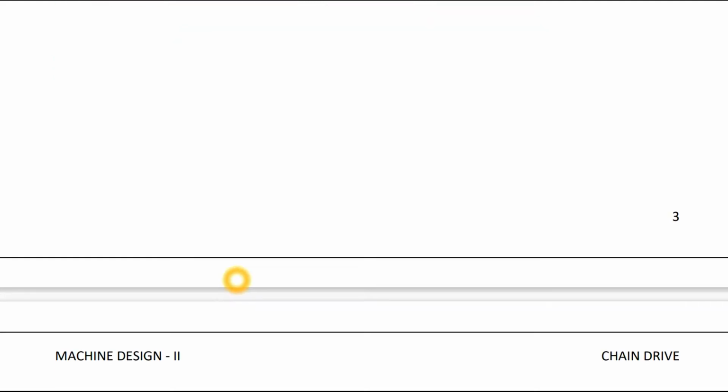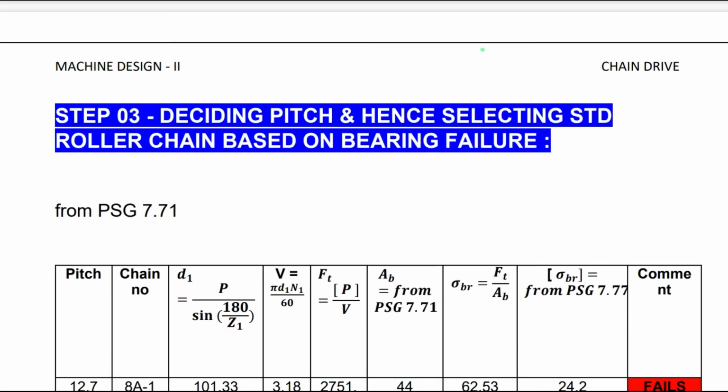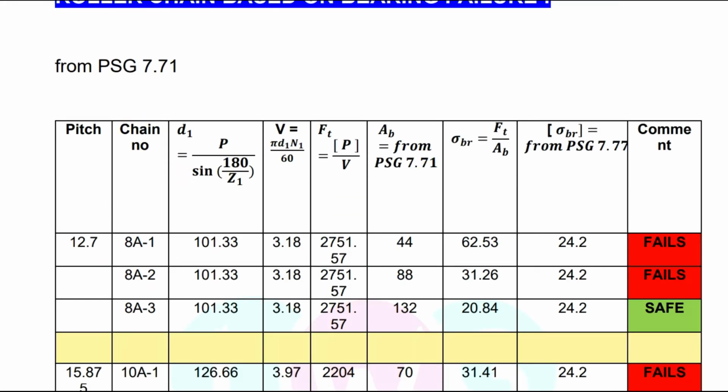Moving to the next step, step number 3, which is deciding the pitch and hence selecting a standard roller chain based on bearing failure. In this step we will decide the value of pitch, and we will select the standard roller chain based on bearing failure. So make this table; go to PSG page number 7.71, and from there you will get all the values.